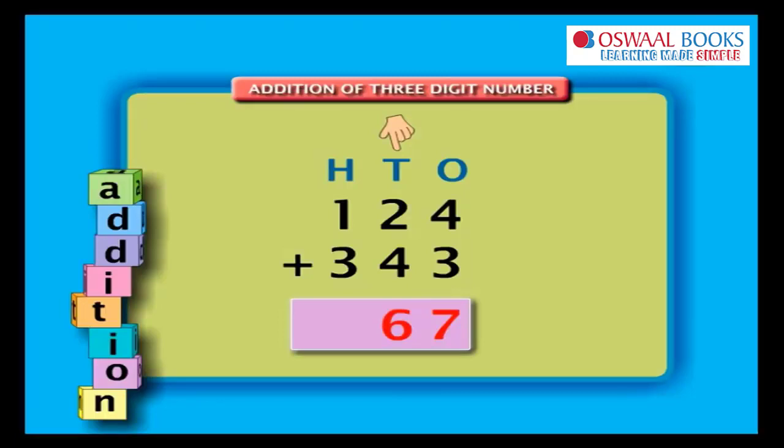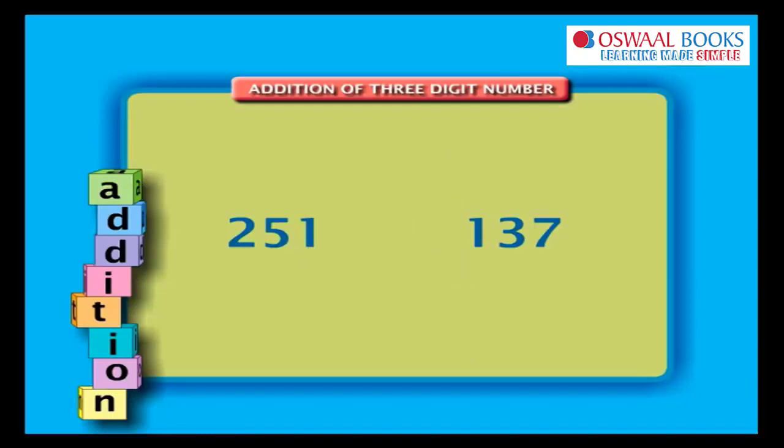Now add the hundreds column. 1 plus 3 is equal to 4. Write 4 below the hundreds column. Therefore, 124 plus 343 is equal to 467. Example 2. Add 251 and 137.